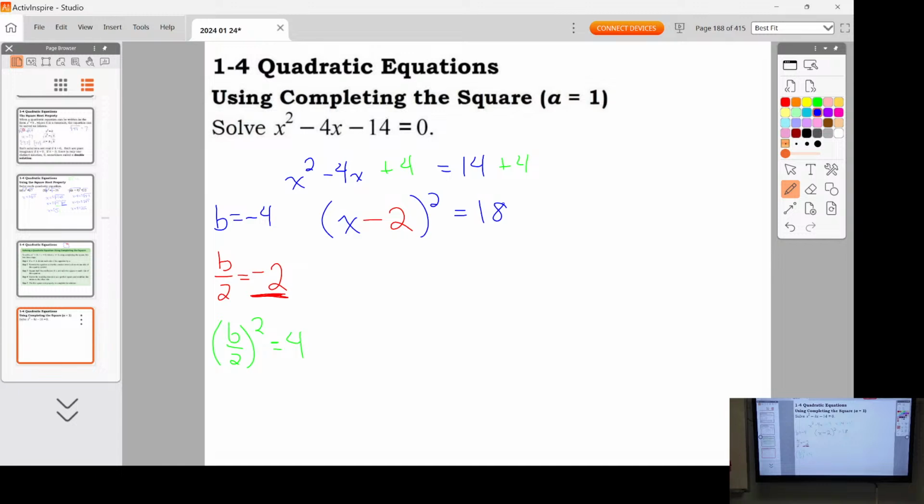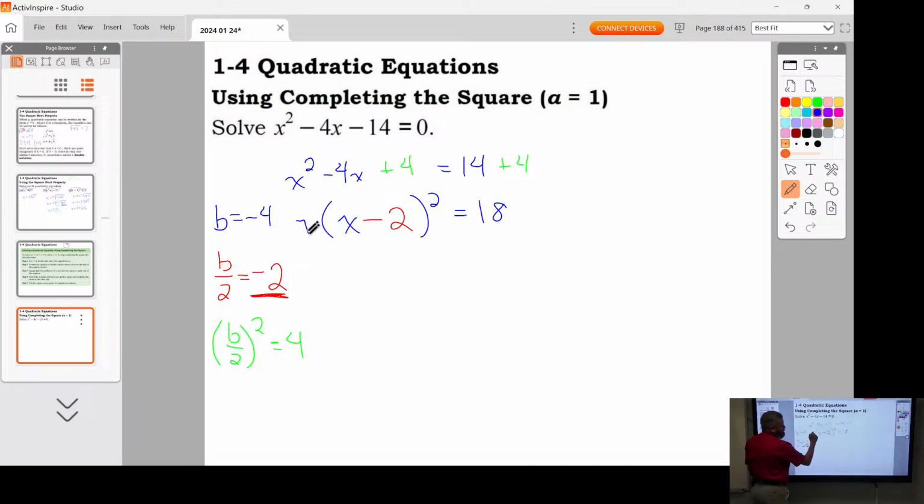When you factor your perfect square, it's always going to be x plus half of b. So if half of b was positive, that would have been a plus 2. But because b is negative, it's a minus 2. Doesn't this look almost exactly like the last problem we did on the last slide? Just different numbers, right? Okay.